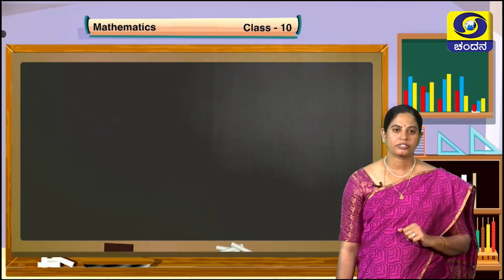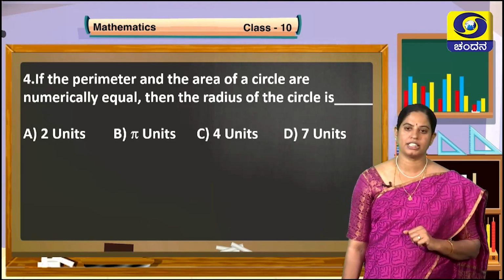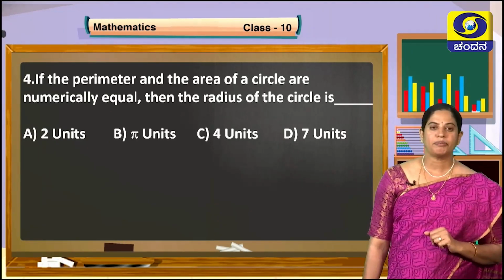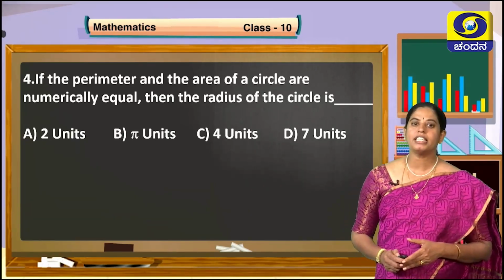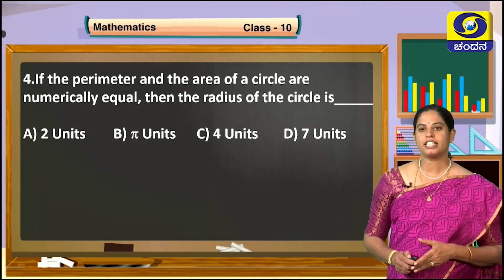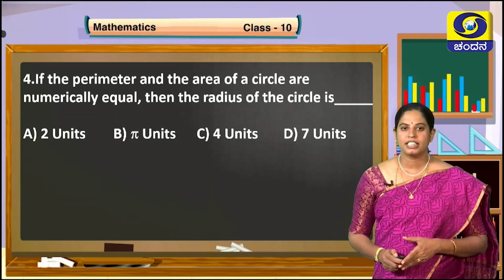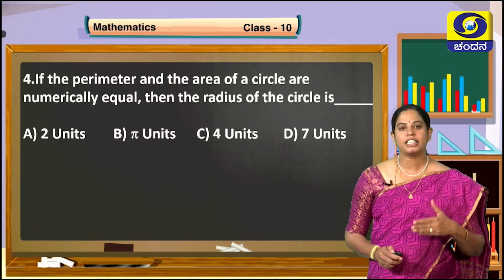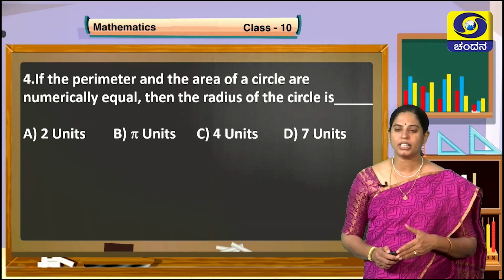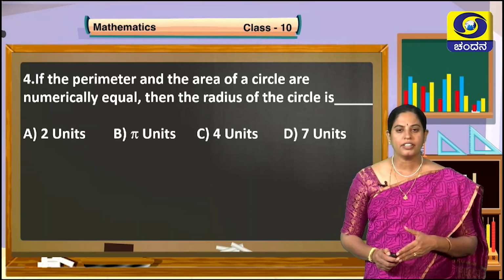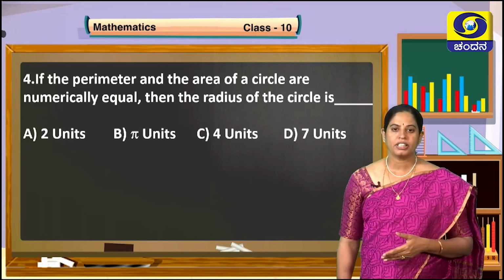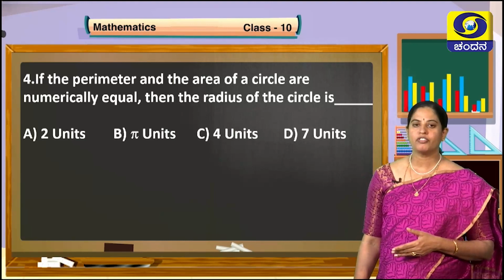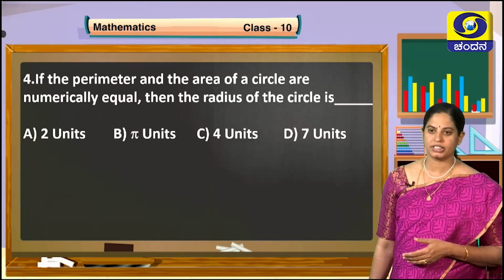Yes. The fourth question is as follows. If the perimeter and the area of a circle are numerically equal, then the radius of the circle is. See, if the area of the circle and the perimeter are numerically equal, then what is the radius of the circle? Let me explain this before observing the options, children.